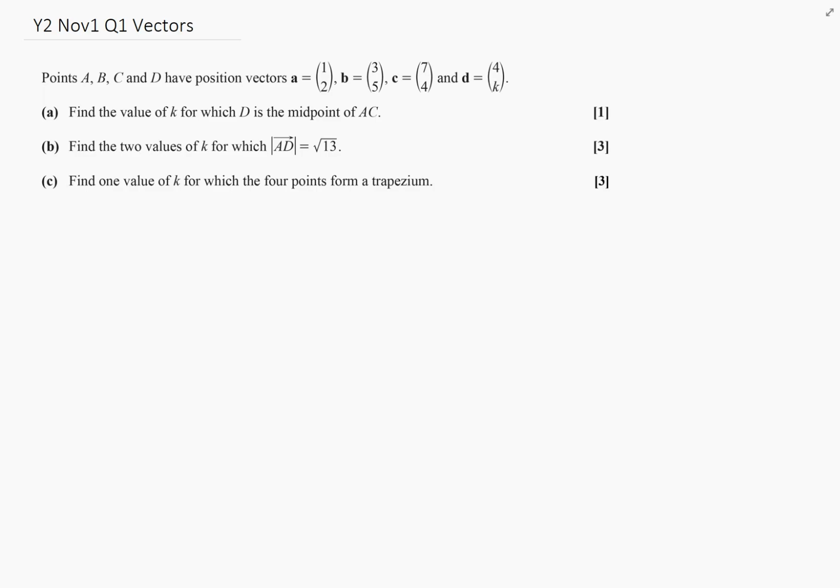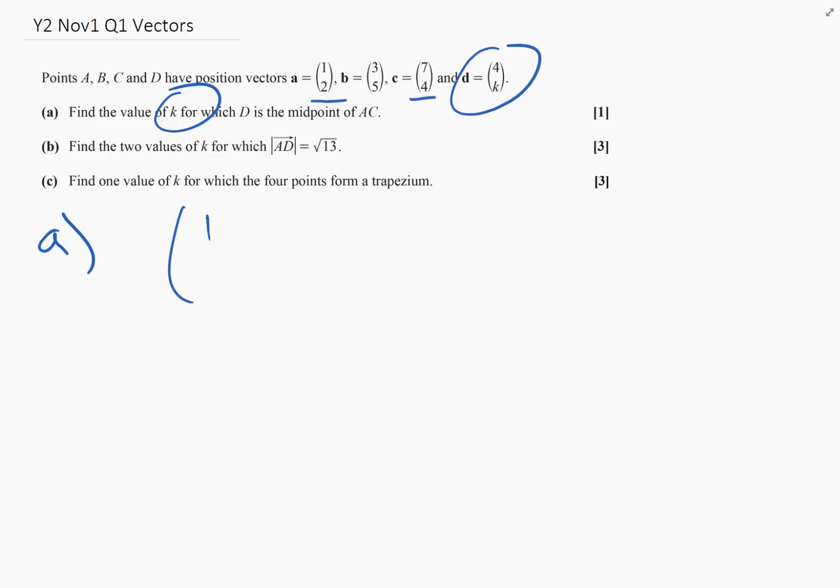Hello, this is the video for Flashback Friday, question 1, and it is a vectors question. So part A looks quite straightforward. We're going to find the value of k to make this the midpoint of these two vectors.